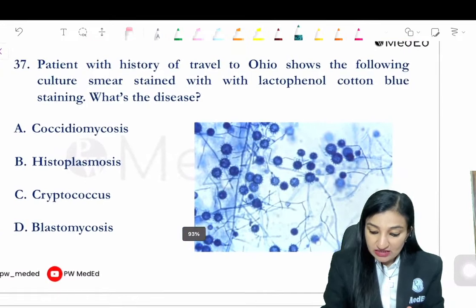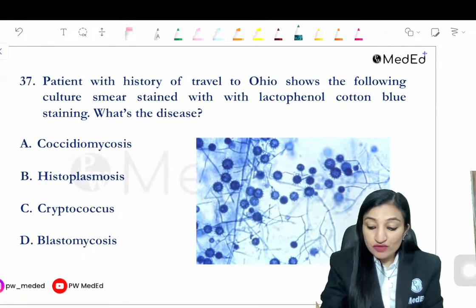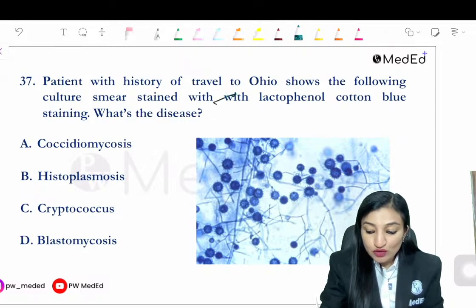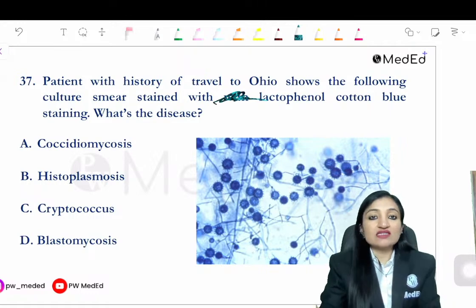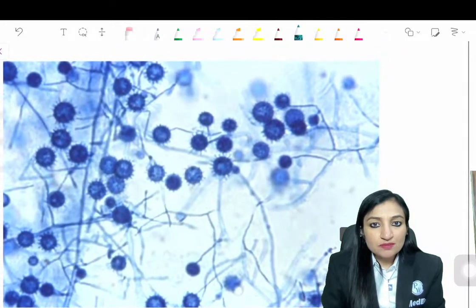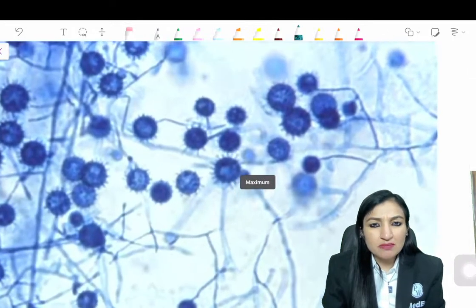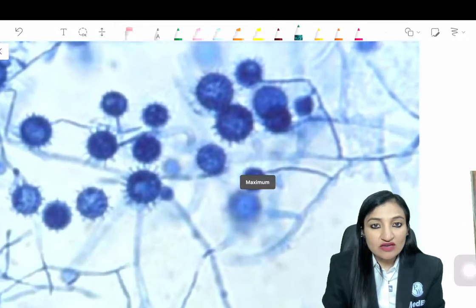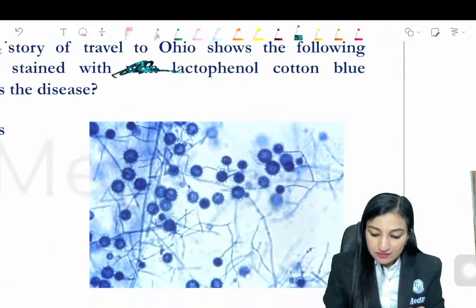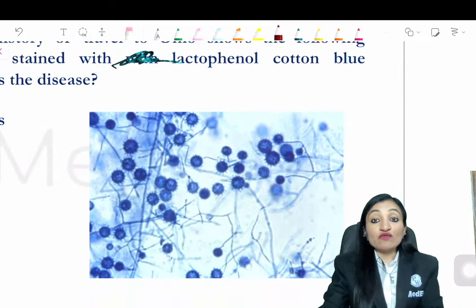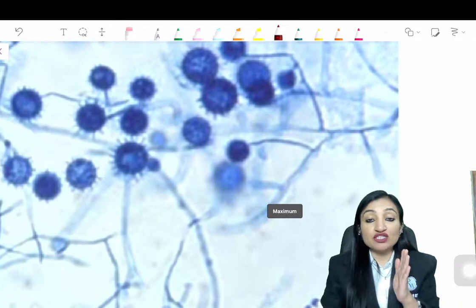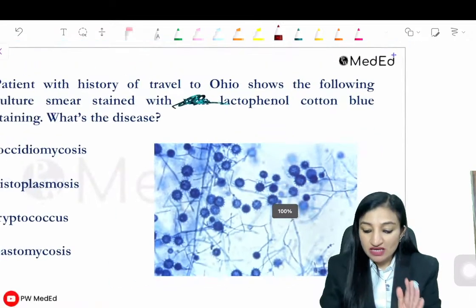All right. Now see this. A patient with a history of travel to Ohio shows the following culture smear stained with lactophenol cotton blue staining. What's the disease? In this picture you can see septate hyphae, and what are these big spheres? If you notice carefully, they have spine-like projections on them. These are actually a kind of asexual spores called macroconidia, and this morphology is a very specific feature of a fungus, namely Histoplasma capsulatum.